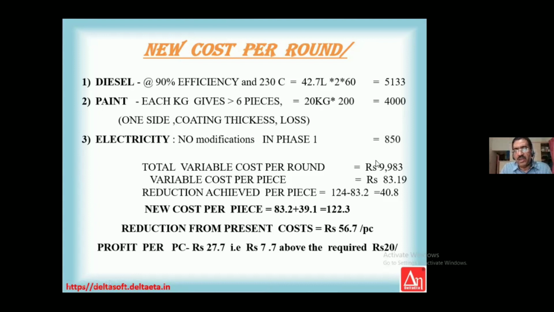Electricity, I'm not making any change. So now the total variable cost becomes 9,983 and the variable cost per piece becomes 83.19, and you achieve a reduction of 40.8 rupees. Together with the previous reduction, we now achieve a reduction of 56.7 rupees. I repeat once again, from the previous reduction, we are now able to improve upon that fixed cost reduction, add the variable cost reduction, and you are achieving a reduction in cost by 56.7 rupees.